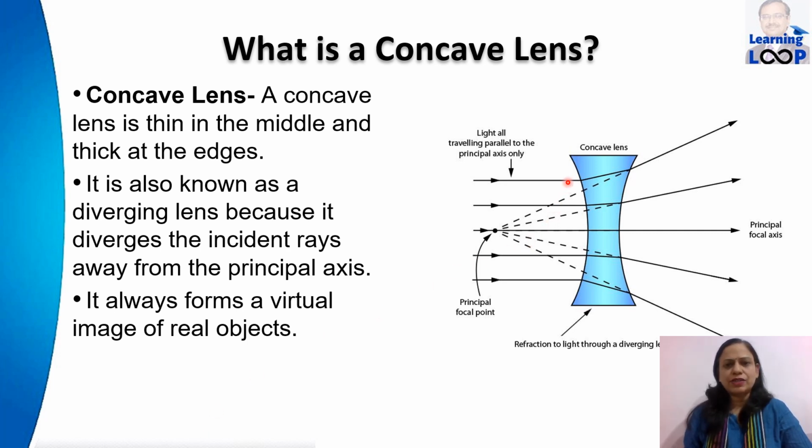As you can see on your screen, a concave lens is a lens which is thin in the middle and thicker at the edges. Also, this is a diverging lens, since you can see that the ray of light that comes parallel to the principal axis is being diverged out. It's going outwards, it's spreading out. That is why we call it a diverging lens. This kind of lens always forms a virtual image which will be diminished in size for real objects. And we will understand this better once we start with the ray diagrams.